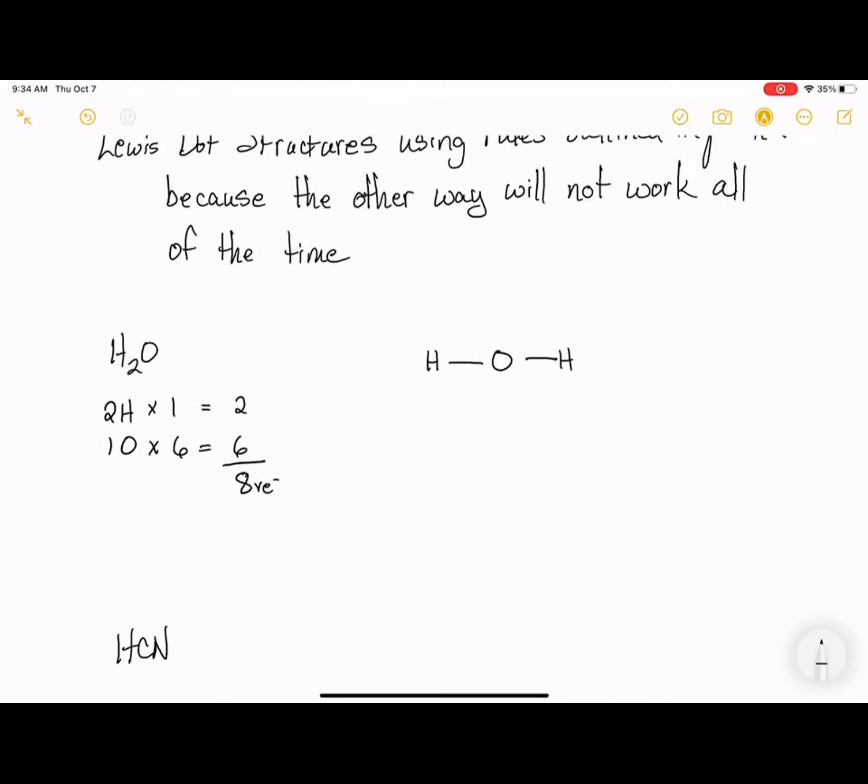For each bond I draw, I'm going to subtract 2 electrons because remember, each one of these lines represents 2 valence electrons. So I have 2 lines times 2 valence electrons, meaning I've used up 4 electrons in the bond. And I still have 4 valence electrons to go.